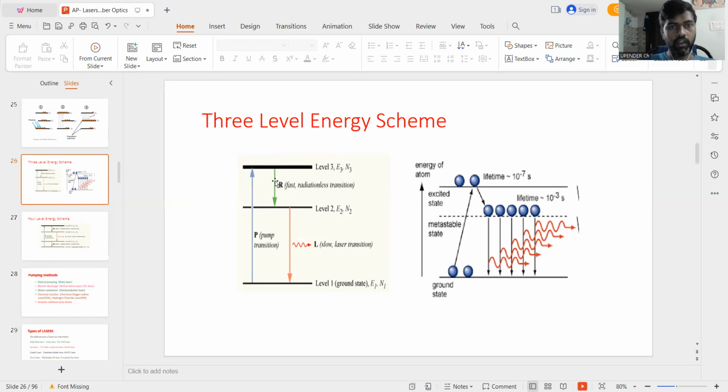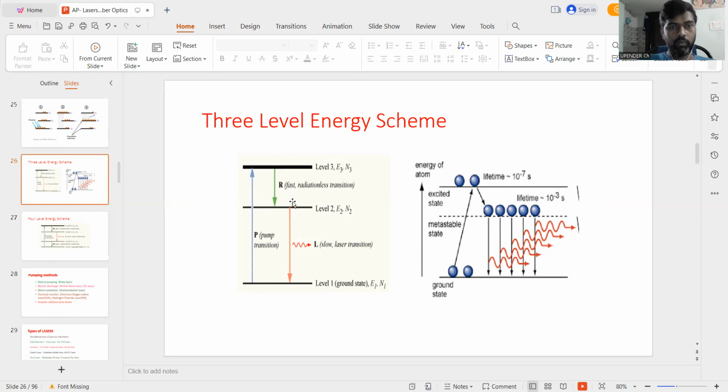And then from there, a rapid radiationless transition takes place. Within no time, the radiationless transition occurs, and these atoms come back to the metastable state and accumulate there. This is called the metastable state. At this metastable state, more and more atoms will be accumulated.